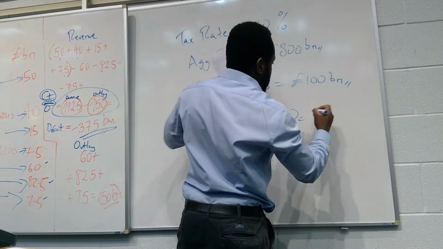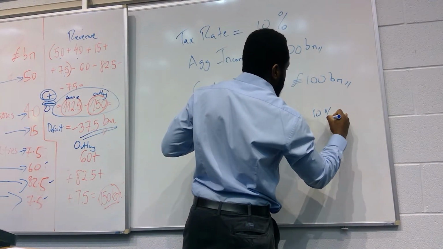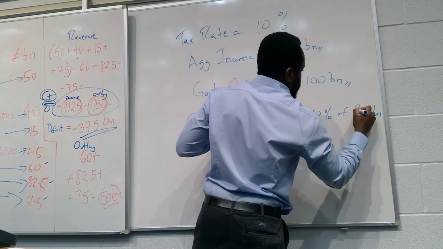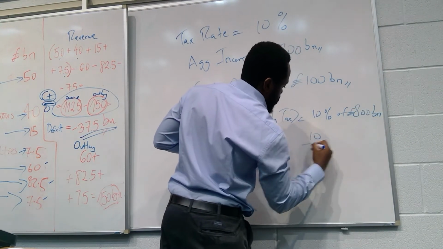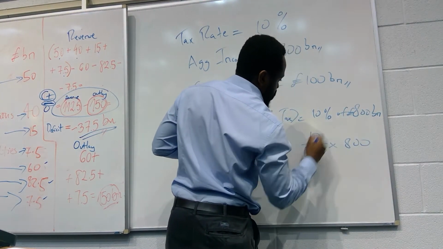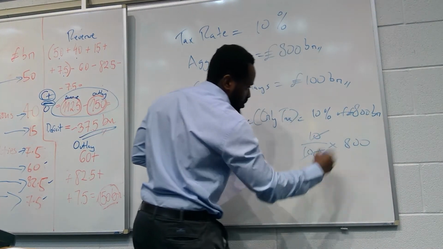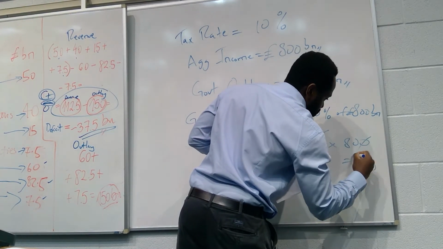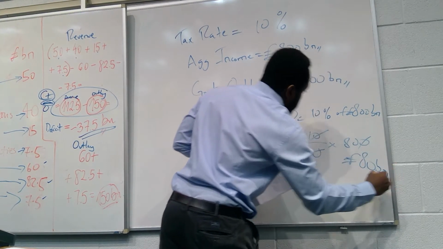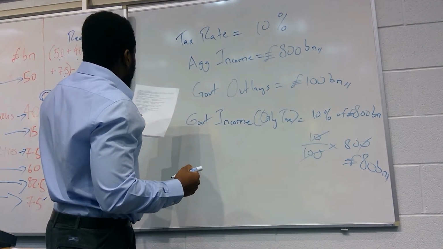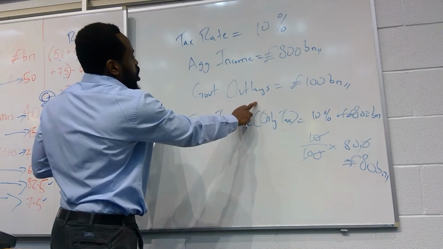Let me put 10% there so it's easier. Of 800 billion, okay? So that is 10 over 100 times 800, which is 80, right? So that will give us 80, so that will be 80 billion pounds. So what do we have now? Government outlays are 100 billion.